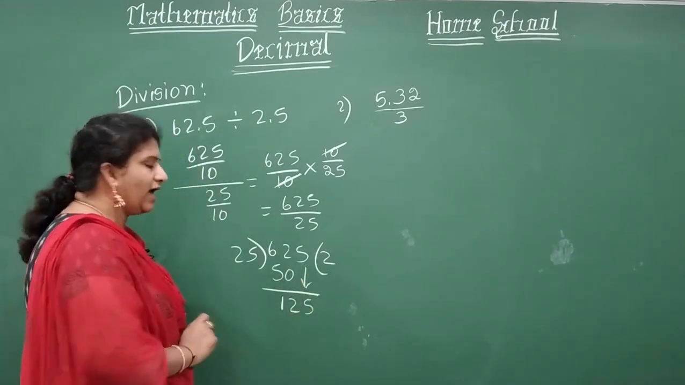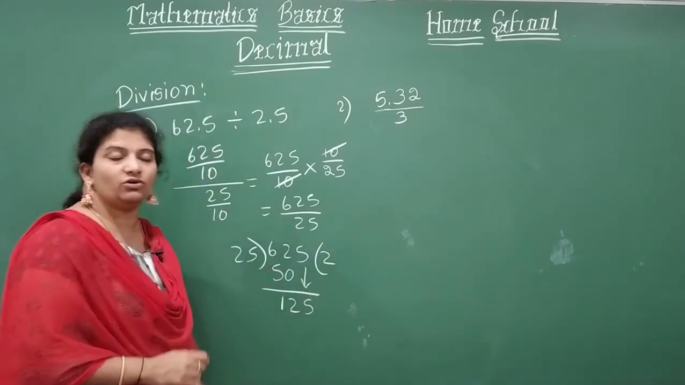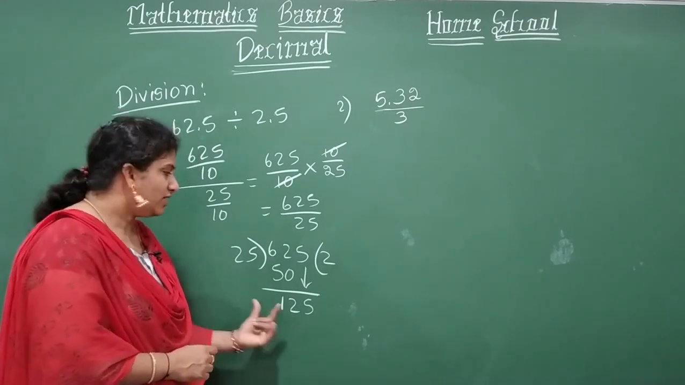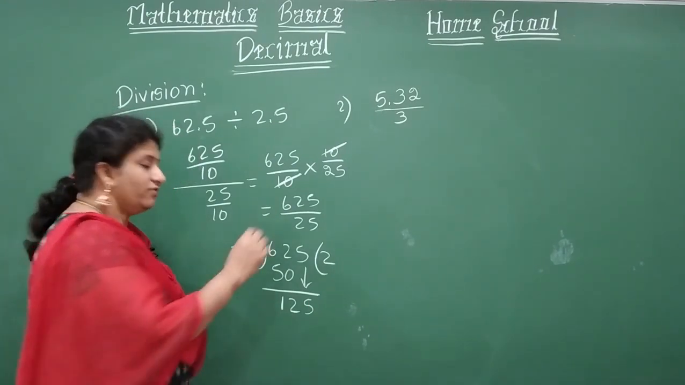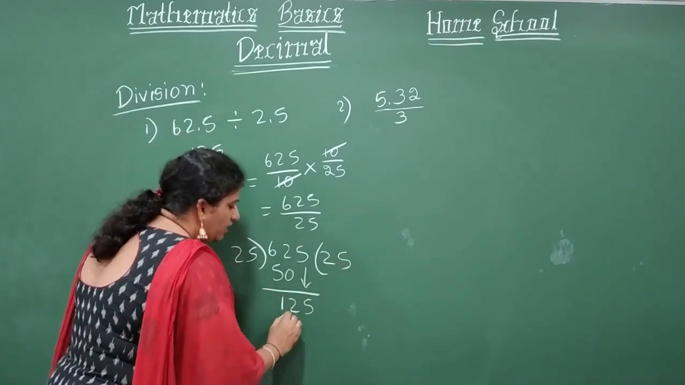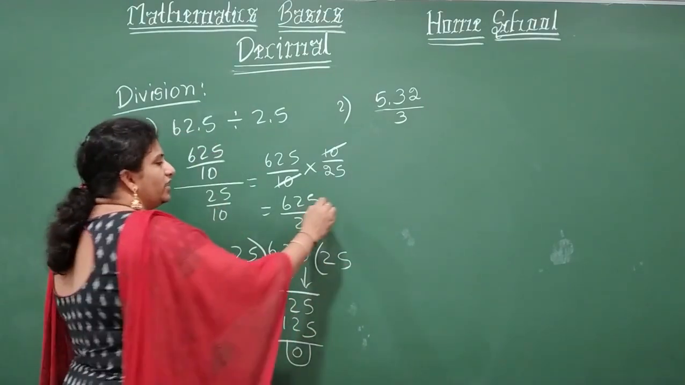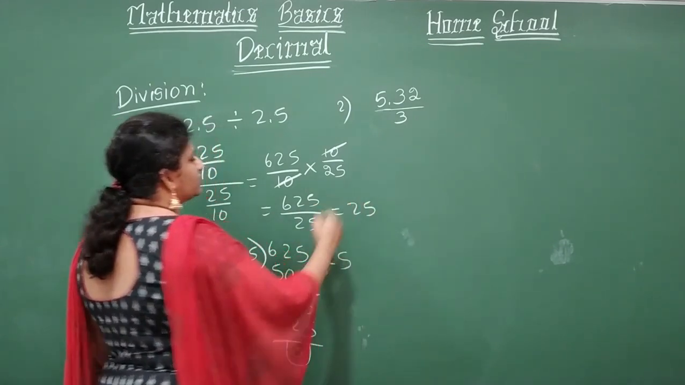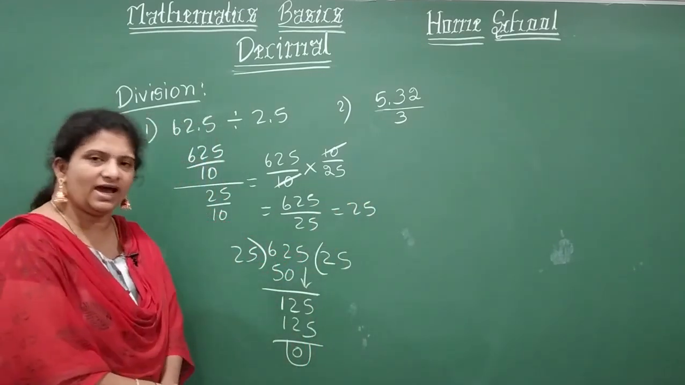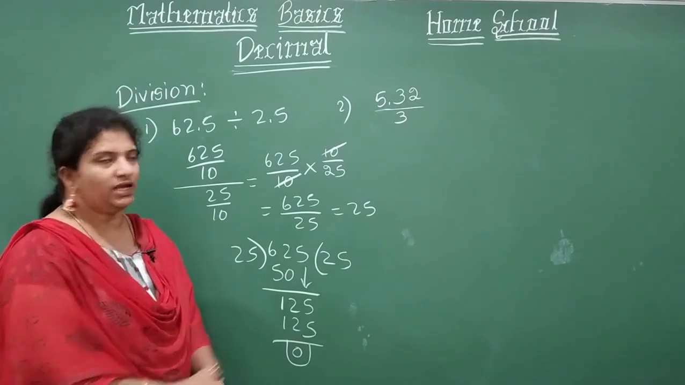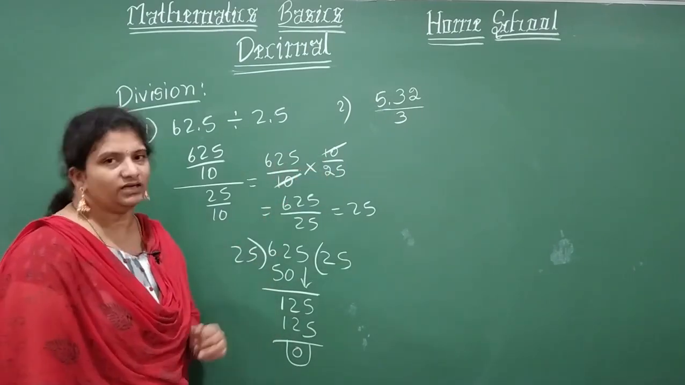125. So now in the 25 table, where do you get 125? Yes, where, children? 25 fives are 125. That makes 0. Therefore, what is this answer? 25 is your answer. So similarly, let's go with another division.